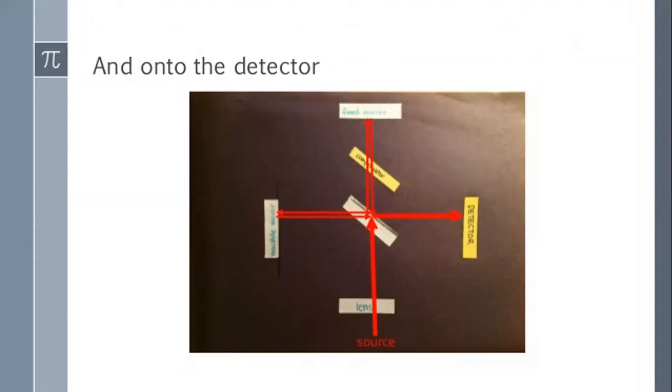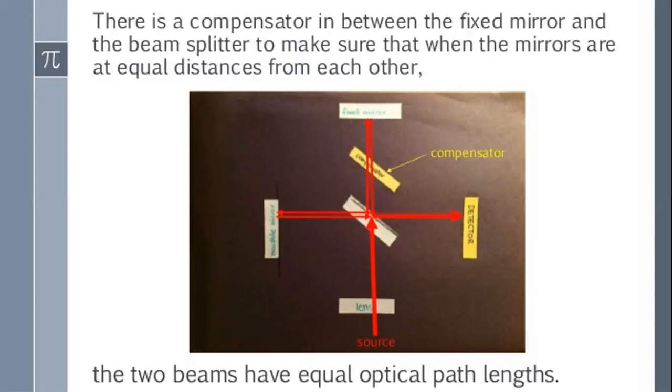So this is the working of this Michelson's interferometer, and there is a compensator in between the fixed mirror and the beam splitter to make sure that the mirrors are at equal distances from each other. So when the mirrors are at equal distances, the compensator plate is also in between the fixed mirror and the beam splitter.